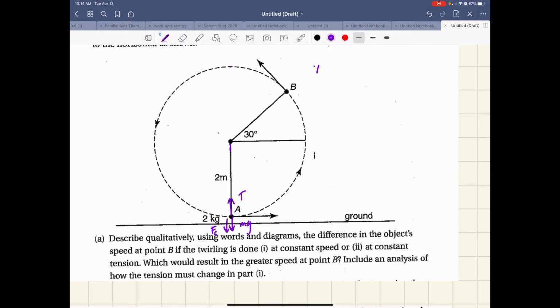And so the tension at A is going to be a combination of those two things, mg plus mv squared over r. At point B, the tension, again, is the centripetal force. We will have some centrifugal force outward right here. And we're going to have gravity going down like this.